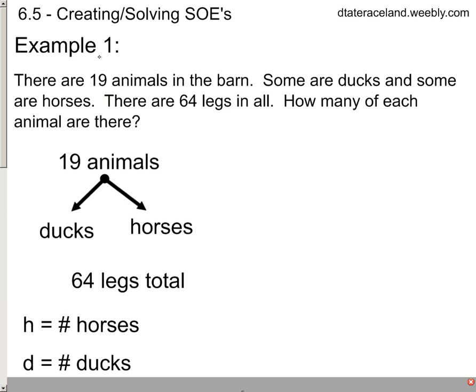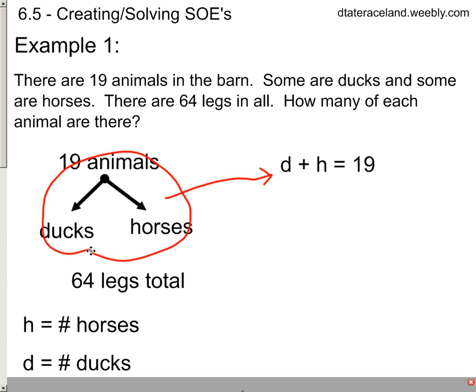So it says there's 19 animals and it's made up of ducks and horses. That's just begging to be made into an equation. If I add up all ducks and all horses, it'll equal a total of 19. Now, I've circled this to show that I put it close together and it created this equation. I've not touched the 64 legs total.